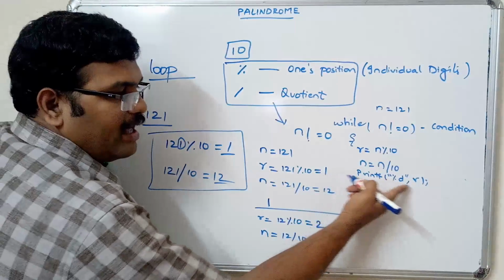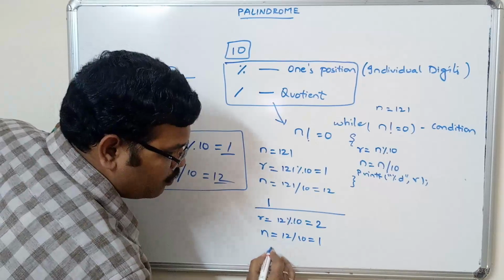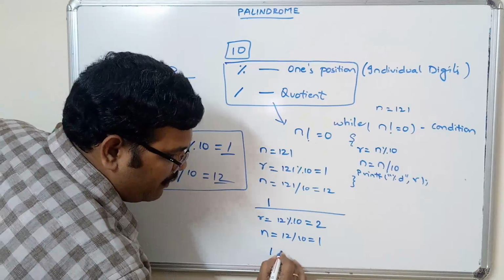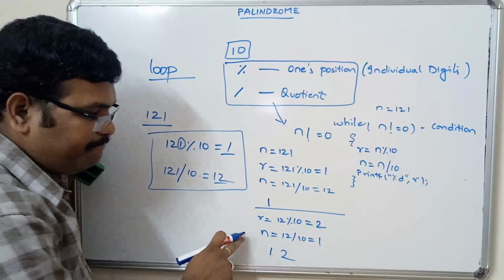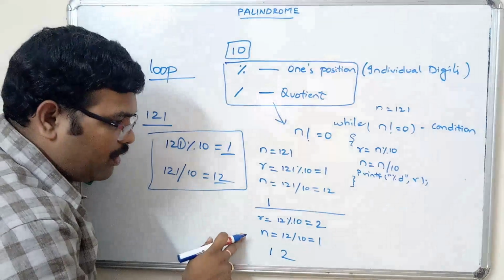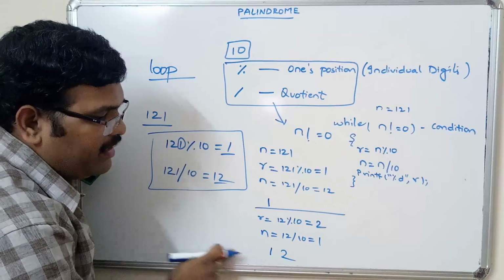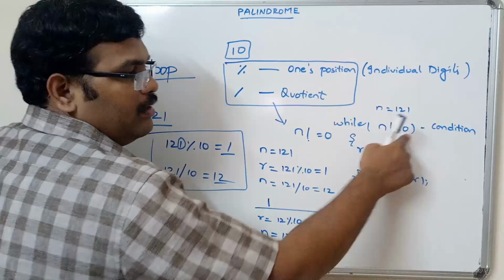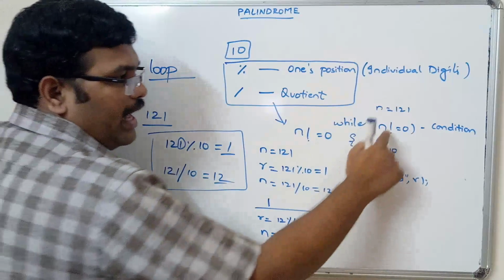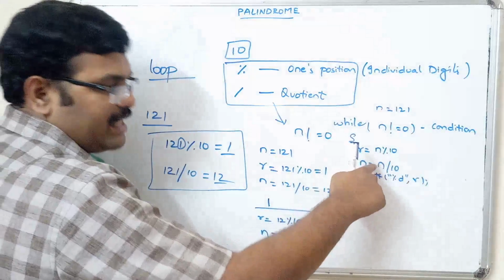Right? So now print the r value. So r value is printed. So r value is 2. So before 1, now it is 2. Next one. So after printing this, again the n value is 1. Again the condition is checked. So n value is 1, which is not equal to 0. Again the loop will be started.